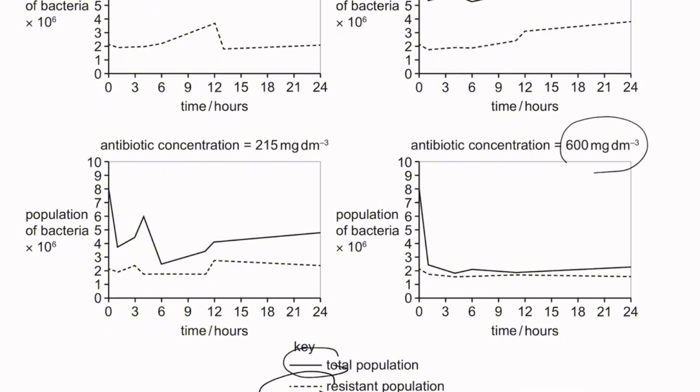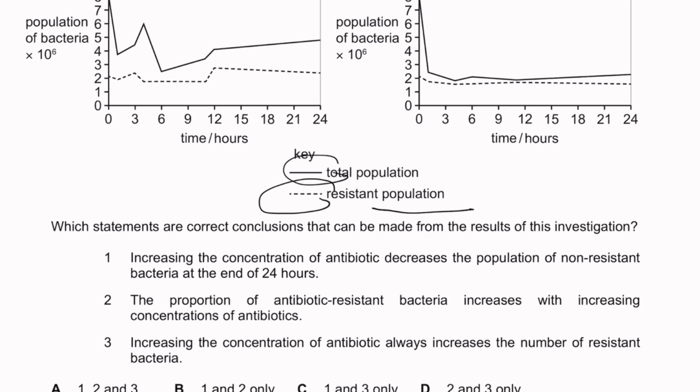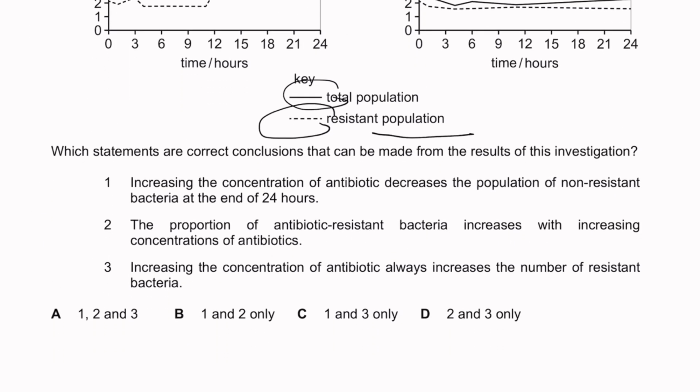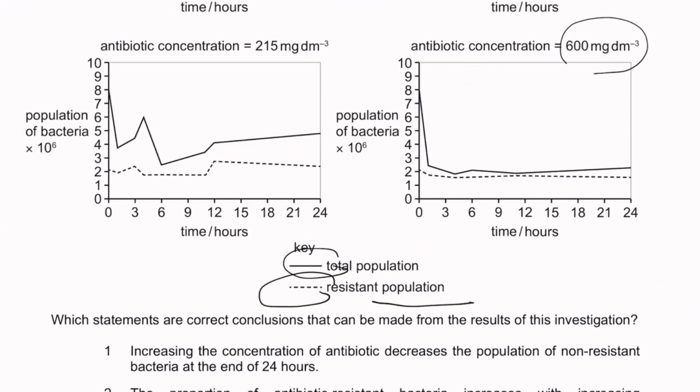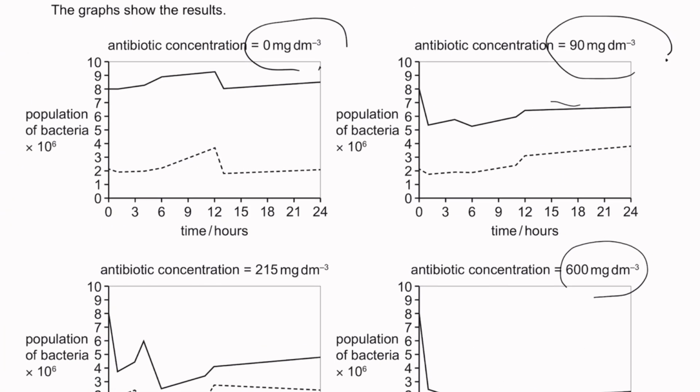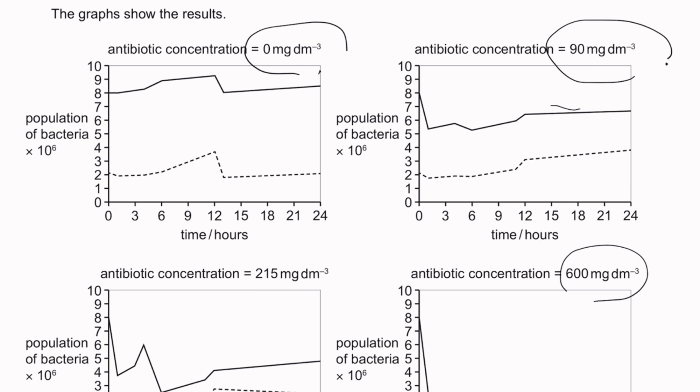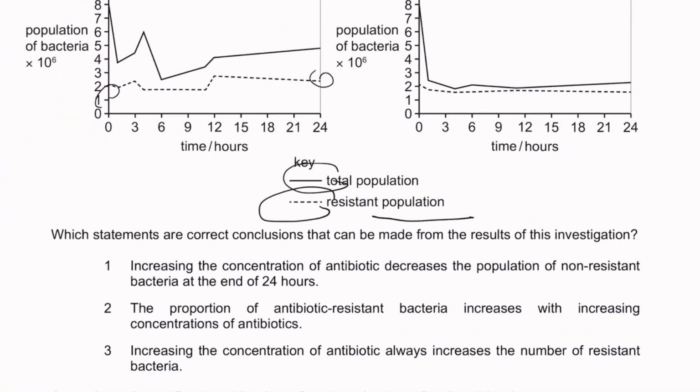You're going to see that most of the population here is going to be resistant, and it's actually going to be a very low population in the end. So which statements are correct conclusions that can be made from the results of this investigation? Increasing the concentration of antibiotic decreases the population of non-resistant bacteria at the end of 24 hours. At the end of 24 hours, let's see. No, actually at the end, they do end up increasing in most of the cases. So I would say that it's not really true.